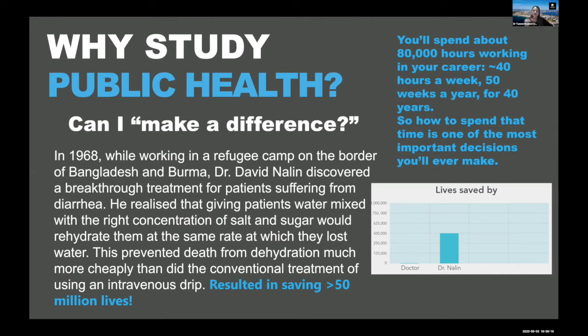Right here in front of you, I'm giving you a very popular example. In 1968, while working in a refugee camp on the border of Bangladesh and Burma, Dr. David Nalin discovered a breakthrough treatment for patients suffering from diarrhea. He realized that if he gave his patients a combination of water and the right concentration of salt and sugar, that would rehydrate them and eventually save their lives. With this oral rehydration therapy or oral rehydration solution, as is commonly known to us now, he has saved lots of lives, okay? So much more than someone would save just by working in any other profession. So with all due respects to all the other degrees and all the other things that people are doing, public health is one degree where you can really make a difference. It just depends on your passion and where you want to go.